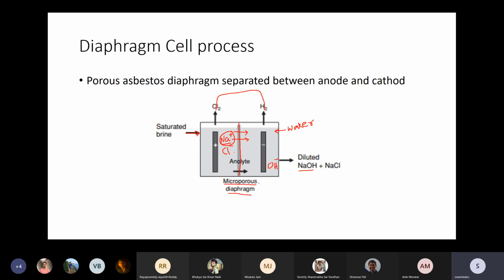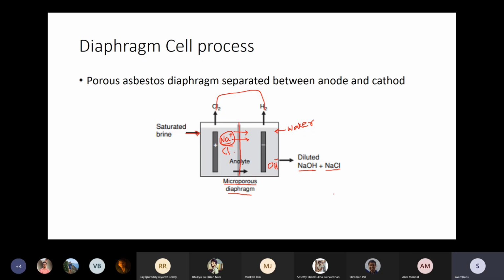So although they used selective or proper membranes, they always found that this contains NaOH and NaCl. Although they could mitigate this issue to a certain extent, they could not completely mitigate the contamination of NaOH with the NaCl.